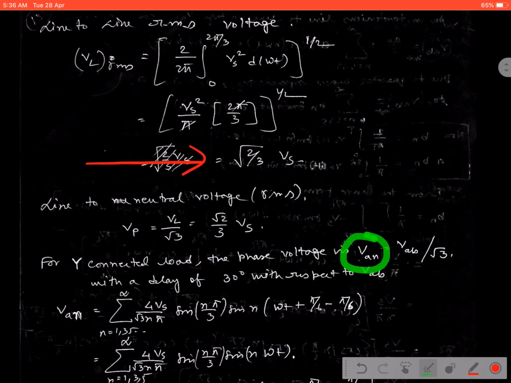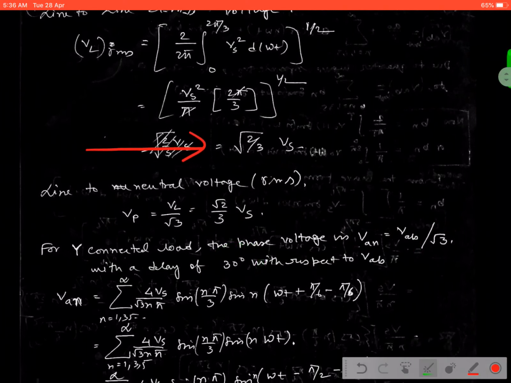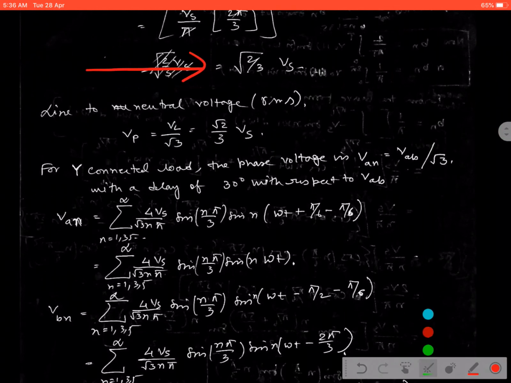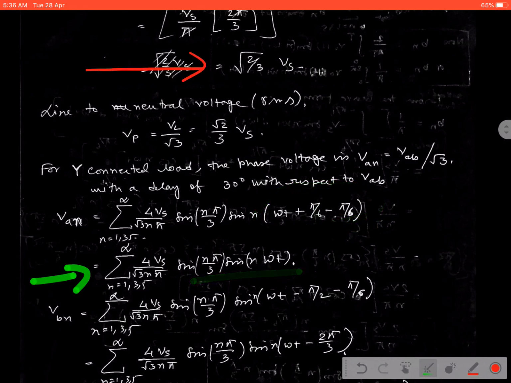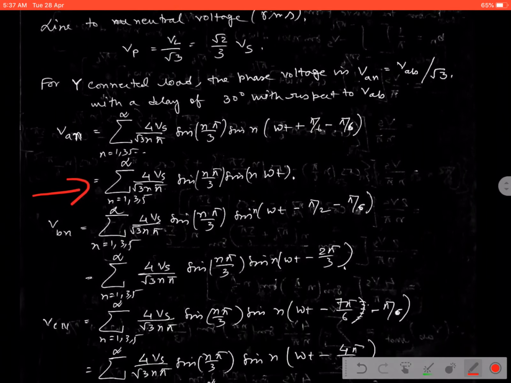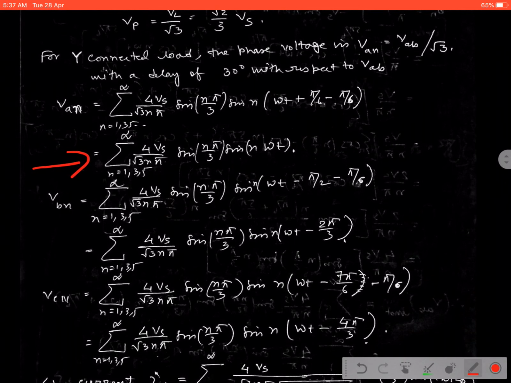That means VAN will be 1 by root 3 times the line voltage and lagged by 30 degrees, due to which we can write the expression in this way. VAN is equal to the equation for VAB up to this point, now lagged behind by 30 degrees, that is minus pi by 6. After calculating this part, we will get this result. So this is the final expression for the phase voltage.